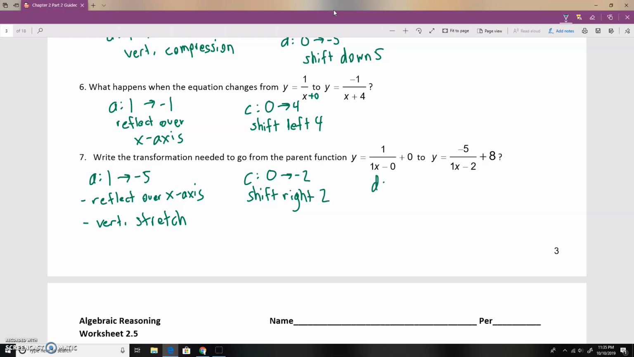All right. The last change we've got going on this one is our D value of 0 is changing to a value of positive 8. A positive on the D value is a shift up. So we're shifting up 8 on this one.